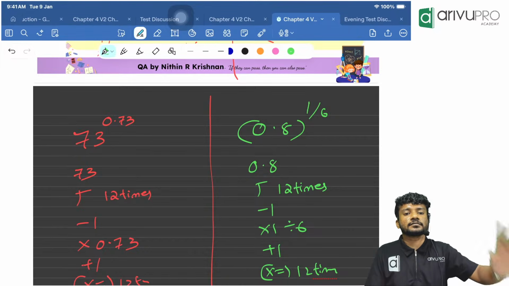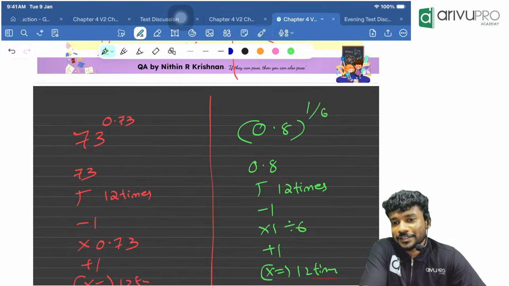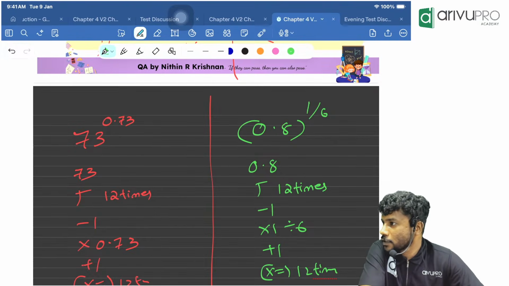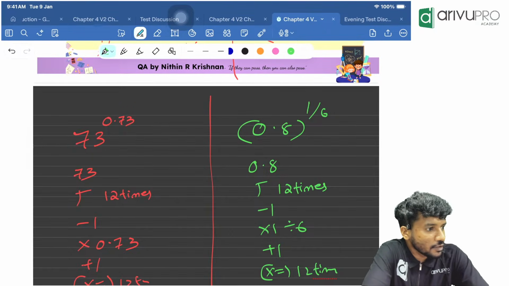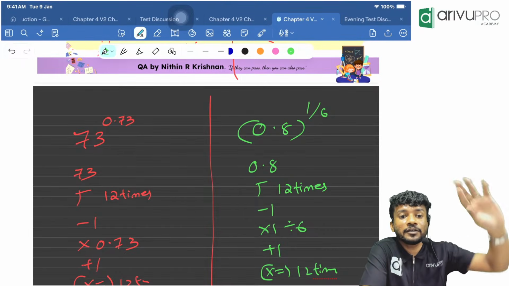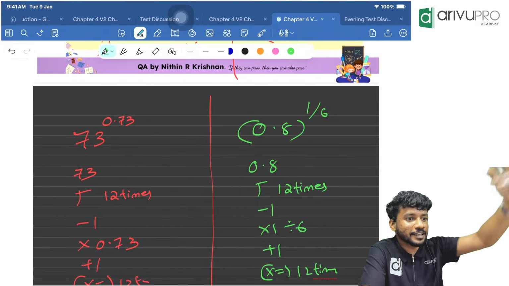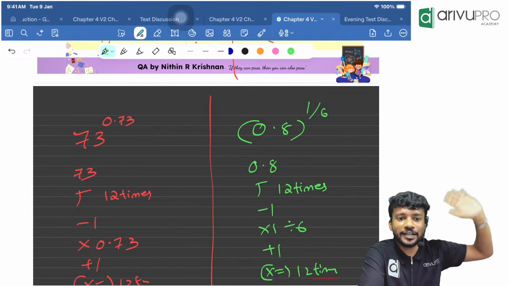How much are you getting? 0.9634. You got that? Yes. Everyone got that? If it has a negative value in the power, negative value means what? Reciprocal. You will write it as 1 divided by. After finding the value, at the end you will click divide, equal to.